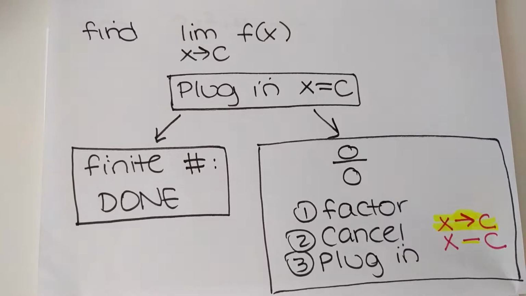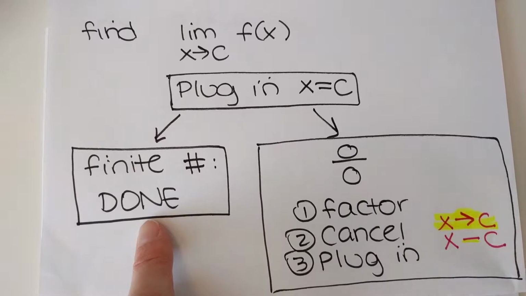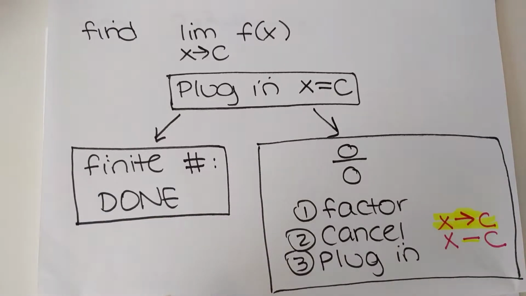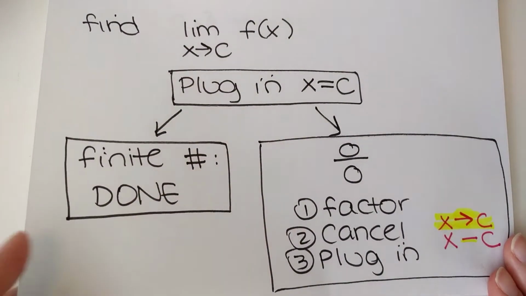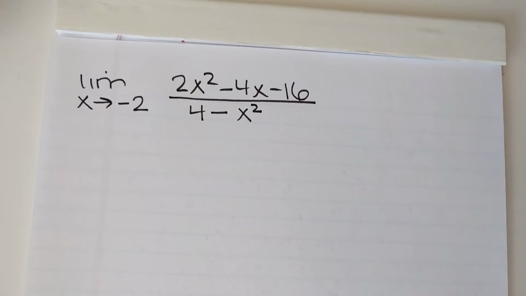So we discussed how to find the limit. We are going to plug in c. If that gives us a finite number, we're done. If it gives us 0 over 0, then that means that we need to factor, cancel out, and then plug in. Now, in the process of factoring, that can sometimes be a little bit of a bear to handle.